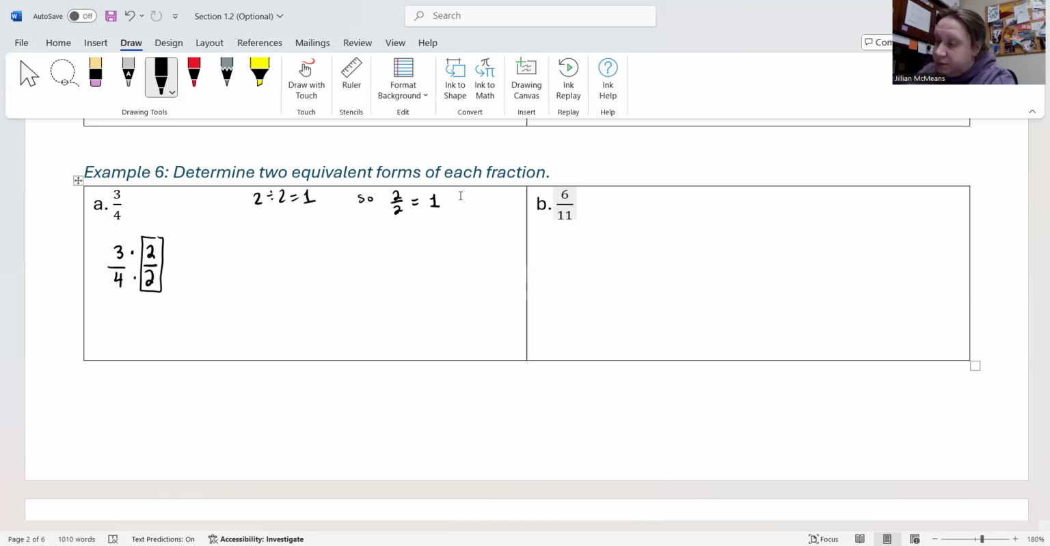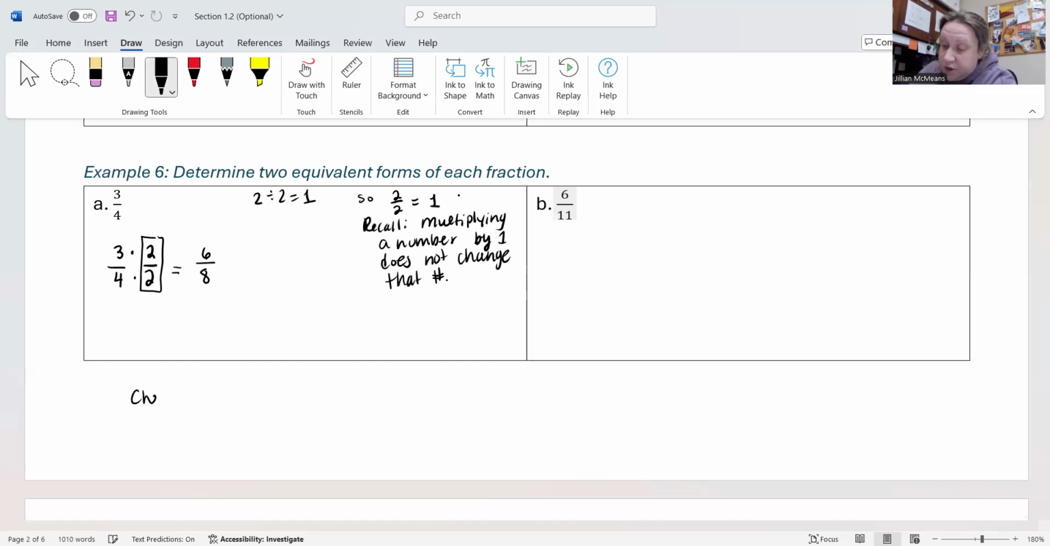And if you remember, multiplying a number by 1 does not change that number. So even though we're multiplying 3/4 by a weird version of 1, we're not changing the value of 3/4. We're just changing the way it looks. So 3 times 2 is 6. 4 times 2 is 8.